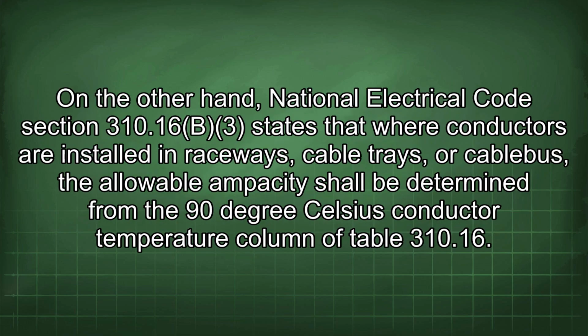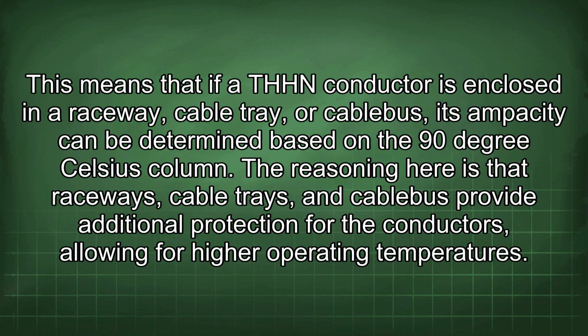On the other hand, National Electrical Code Section 310.16(B)(3) states that where conductors are installed in raceways, cable trays, or cable bus, the allowable ampacity shall be determined from the 90°C conductor temperature column of Table 310.16. This means that if a THHN conductor is enclosed in a raceway, cable tray, or cable bus, its ampacity can be determined based on the 90°C column.